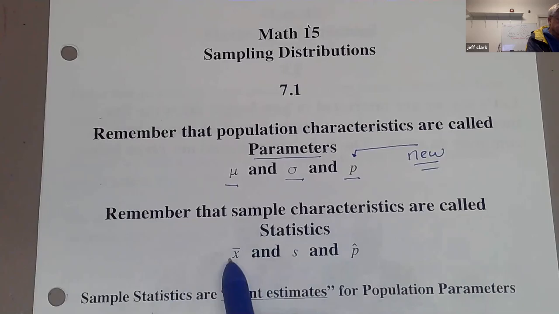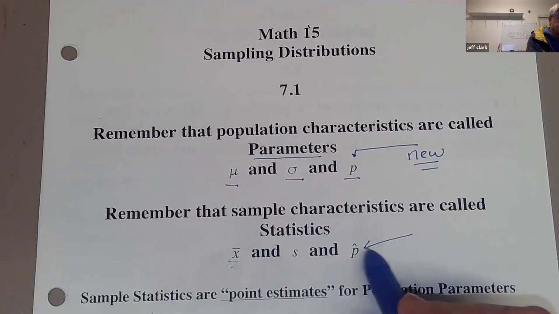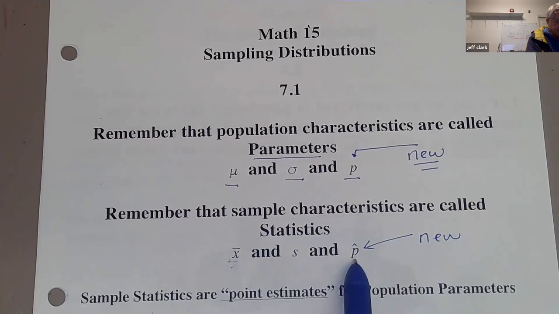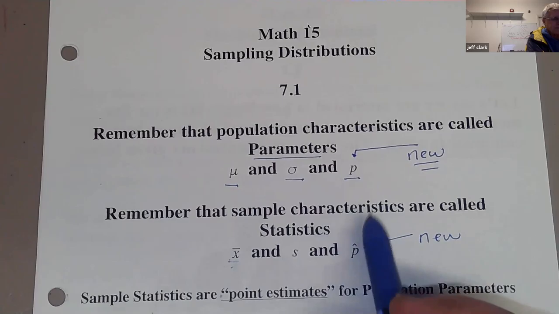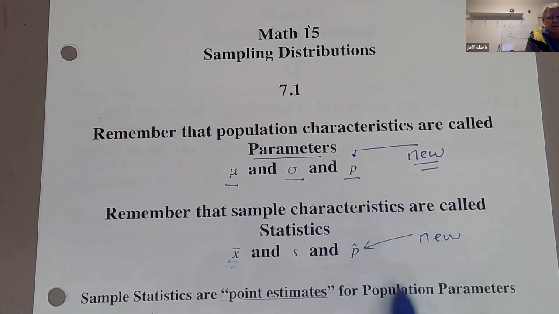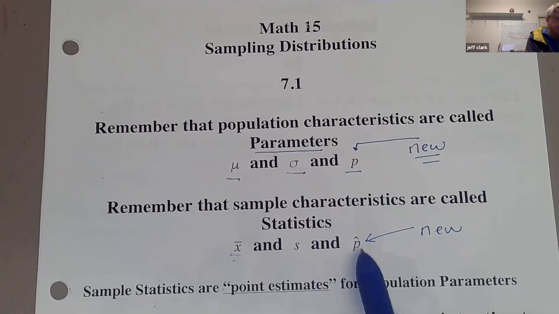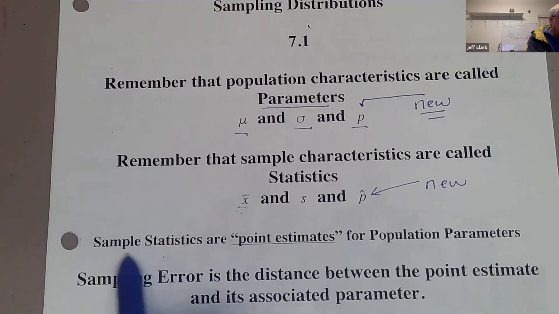Sample characteristics: that's sample mean, sample standard deviation. And again, this is new. So sample, whatever that symbol means. Population, whatever this is. The P doesn't stand for population. It stands for, well, I'll give you the word, proportion. This is population proportion. This is sample proportion. But don't get hung up on that right now. We'll come to it probably in 7.3. Sample statistics are point estimates for population parameters.